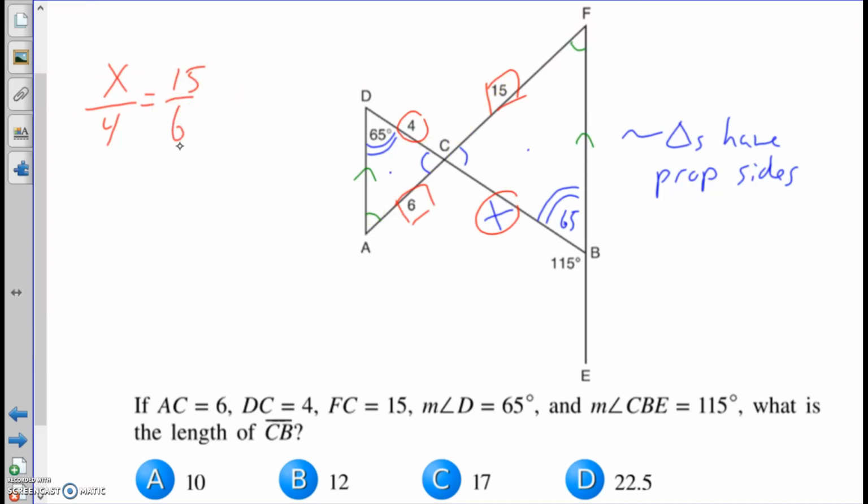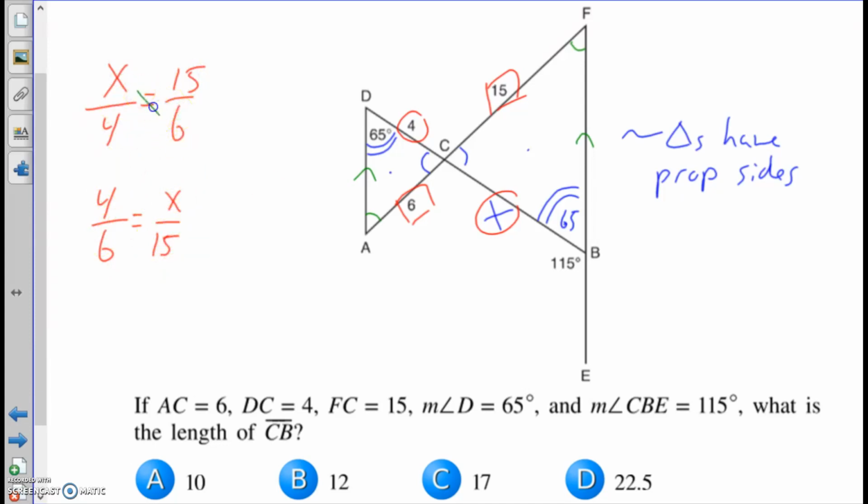The other option is, so this is like 1 from each triangle and 1 from each triangle. Or I could do 2 from one triangle, like 4 over 6 from the small triangle corresponds to x over 15 of the big triangle. So 2 from one, 2 from the other, or 1 from each, 1 from each. It doesn't really matter. At a quick glance, they look different.